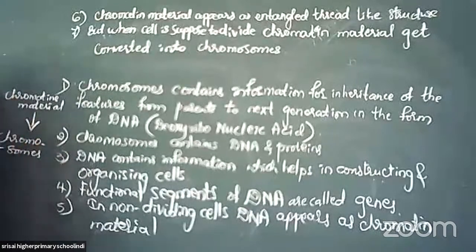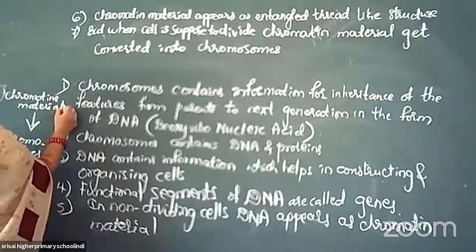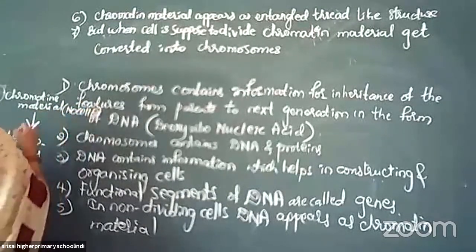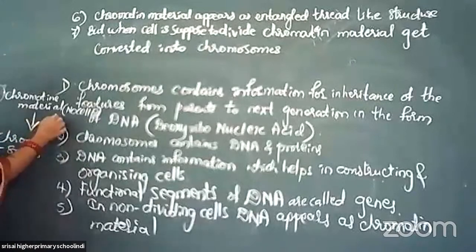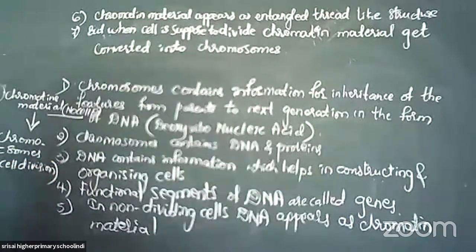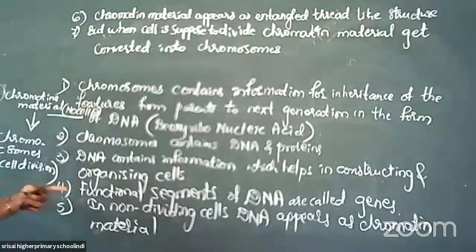When this is there, the body is not visible. Okay. When the cell is supposed to divide, write: no cell division here, no cell division. Here, cell division. Flow chart. Easily you can remember. So chromatin material, no cell division. Chromosomes, cell division. In a short manner, you can remember.